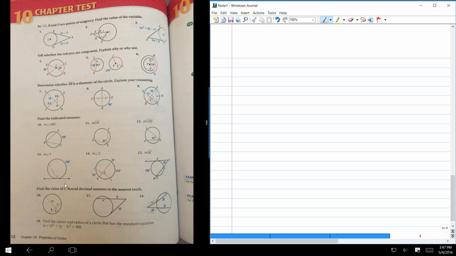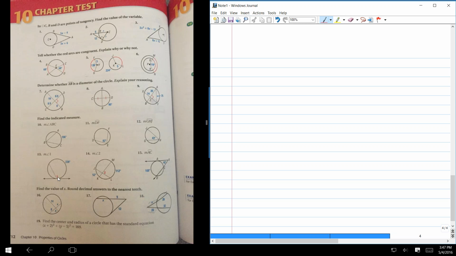Number 13, measurement. Go ahead, you have a question? Number 13? Yeah, the tangent. The difference is that numbers 10, 11, and 12 were all intersecting chords, whereas number 13 is a tangent line and a chord. Well, the rules are the same. It's a 2-to-1 relationship.